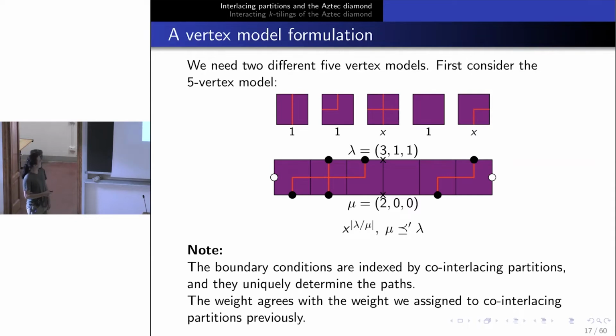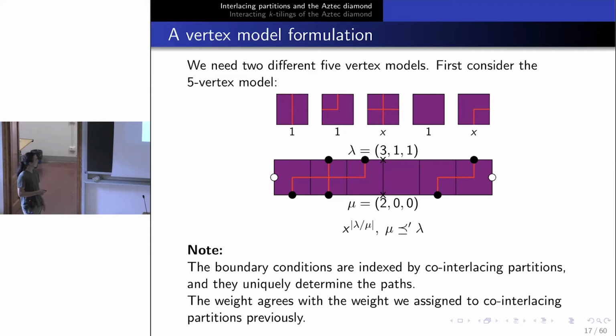And one can check, which I don't do here, that to each boundary, we're going to assign particles where the paths enter and exit. We think of these as the Maya diagram of some partition. And one can check that with these weights, the rows that have non-zero weight will be the rows in which mu and lambda co-interlace. The power of x that you see is exactly the number of boxes you need to add to mu to get lambda. In this case, we have to add 3 boxes to get from 2, 0, 0 to 3, 1, 1. And that's exactly the power of x we saw from the paths exiting right.